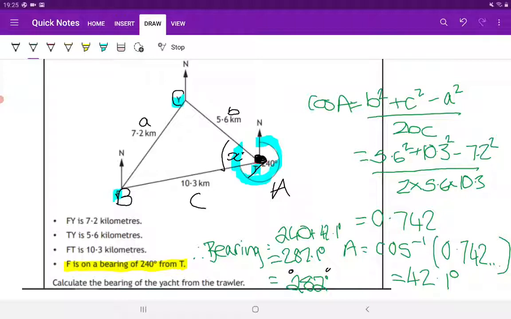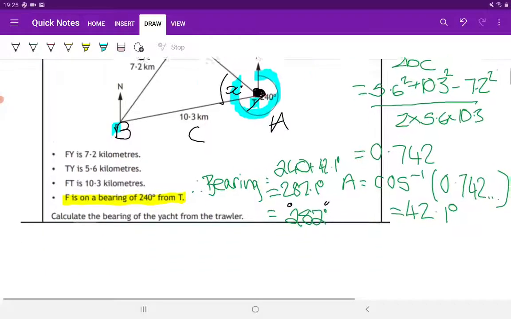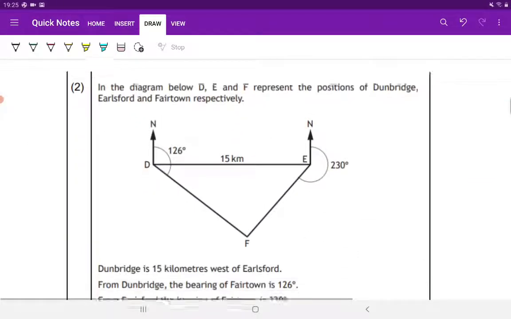Now that one's not too bad in terms of a bearing question. The only really tricky part is maybe the yellow bit that's highlighted, just understanding the concept of what the question's actually asking us in terms of the bearing. Getting that language. Let's look at the next one.